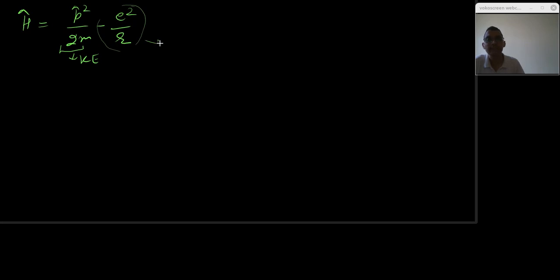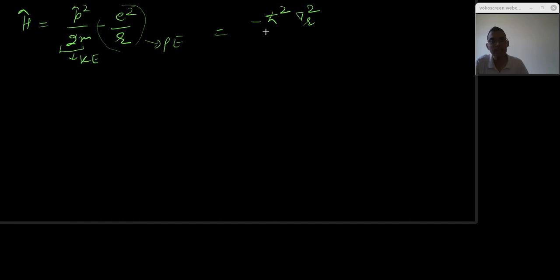Now consider the Hamiltonian of the hydrogen atom. The Hamiltonian of the hydrogen atom is equal to p square by 2m minus e square by r. This is the kinetic energy term, and this, including the negative sign, is the potential energy term. And let me try to express this in terms of the radial del operator.